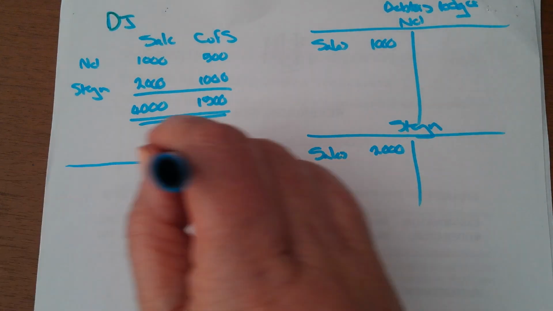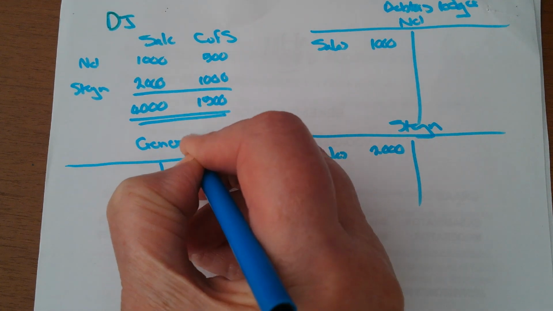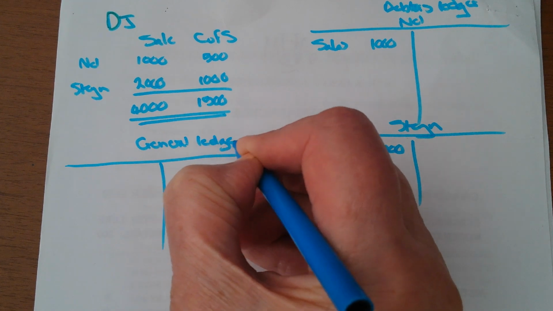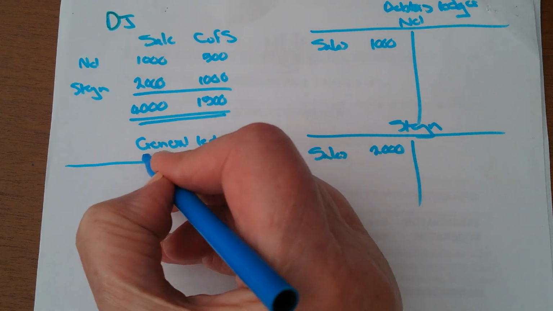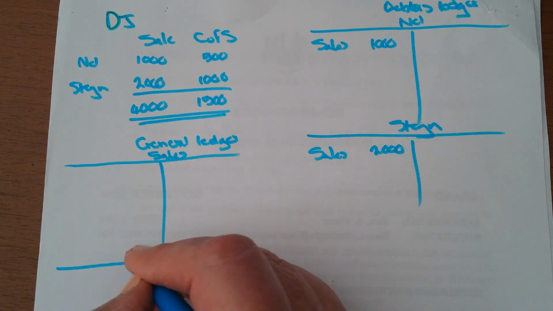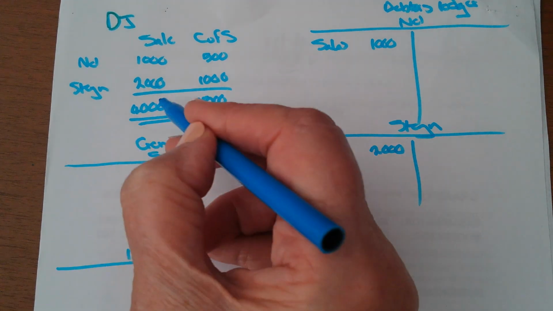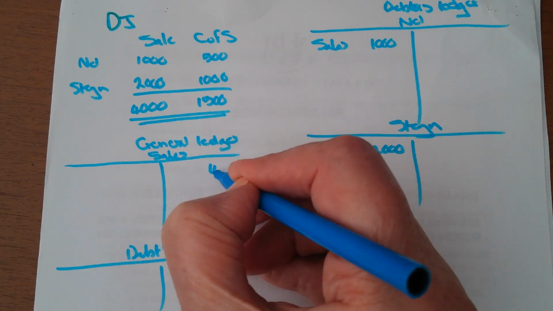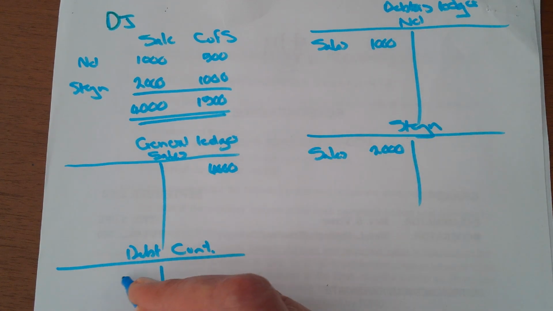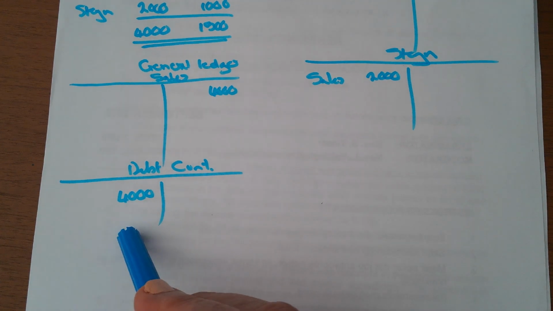If I post to my general ledger, in the general ledger we have the double entry system. So it means I will have a sales account and I will have a debtors control account. And I will take the total to my sales, 4,000, and I will take a 4,000 to the debit side of my debtors control to indicate that this is the total sales for the month.